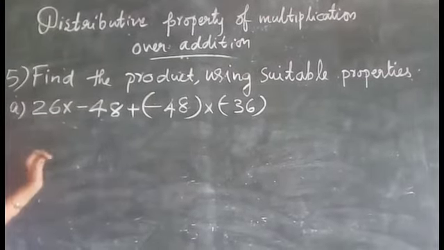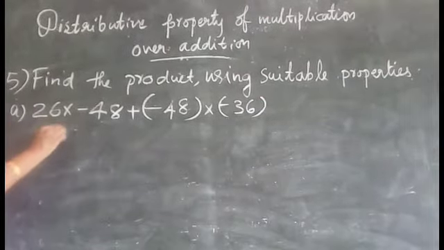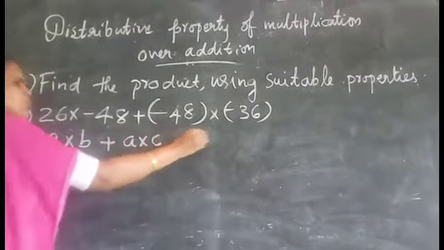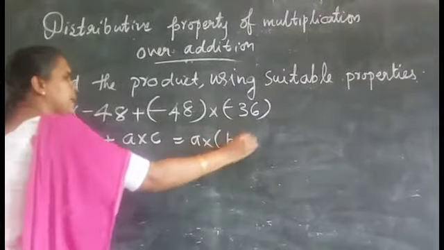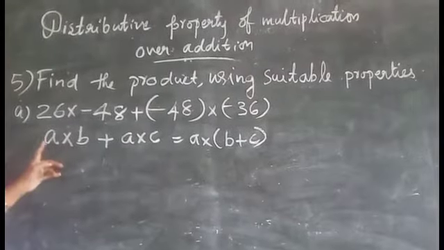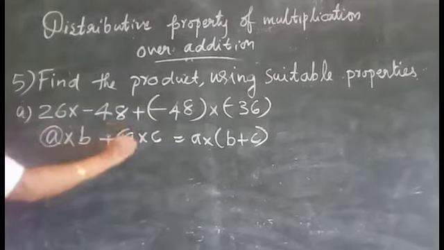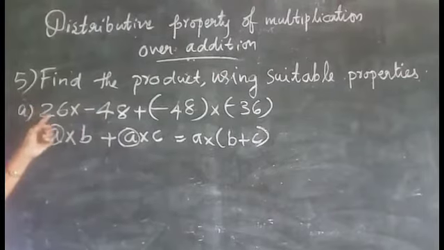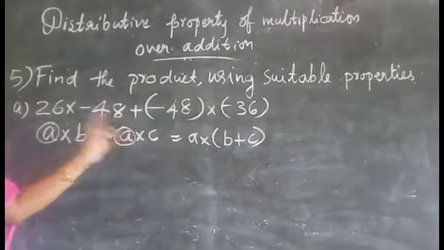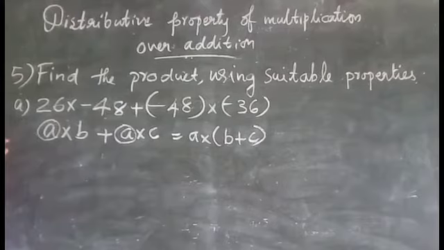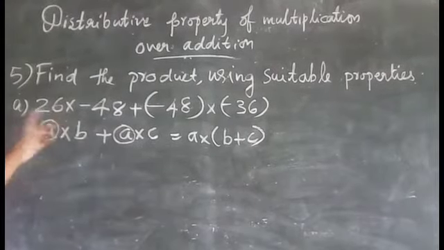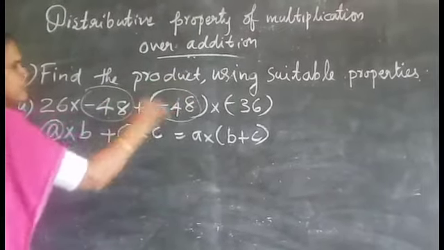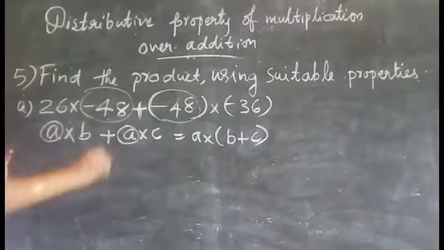Before this section, we learned about the distributivity. That is a into b plus a into c is equal to a into (b plus c). Here, one number is repeated. So, in this question, you can look at that. It's 26 into negative 48 plus negative 48 into negative 36, and negative 48 is a common number in this question. You can see negative 48 is on both sides of the plus, isn't it?